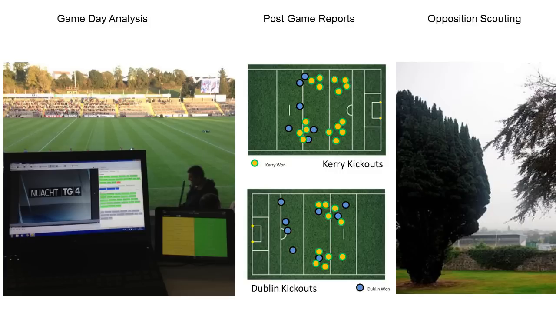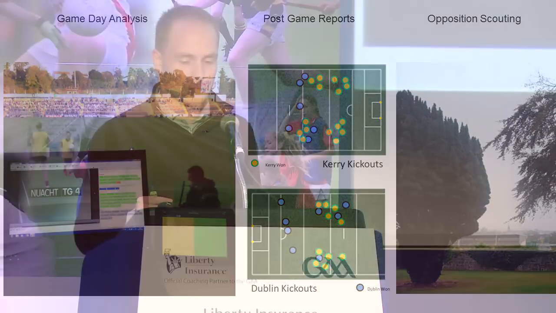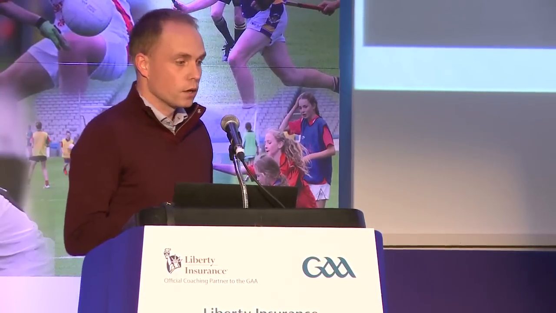And the third bit is in terms of opposition scouting. Okay, more traditional means than what some teams tried this year, but in general it's trying to build up a profile of what the opposition look like, who are their key players, what are their tendencies, what foot do they prefer to use when they shoot, and those type of things. So again, the same role is fulfilled whether you work at inter-county level or club level, you can still do a lot of these things.